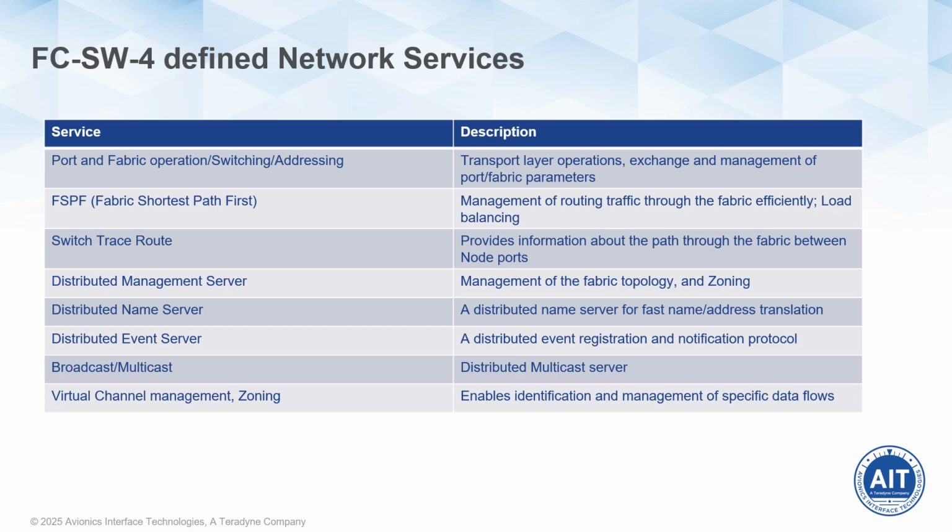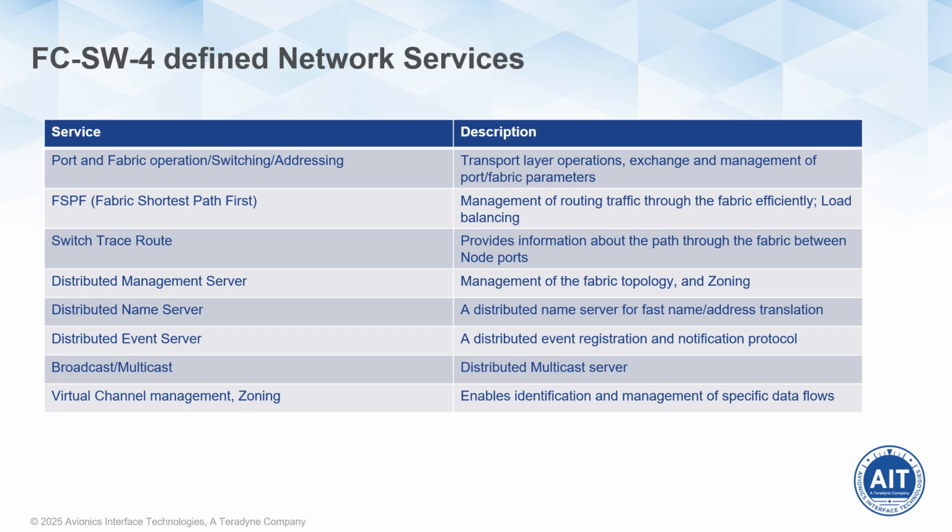Another service provided is path selection through a protocol known as FSPF, or Fabric Shortest Path First protocol. There can be multiple paths through a network, and those paths could be used for load balancing or redundancy or other purposes. FSPF, Fabric Shortest Path First protocol, is the method used for finding the correct path through the network.